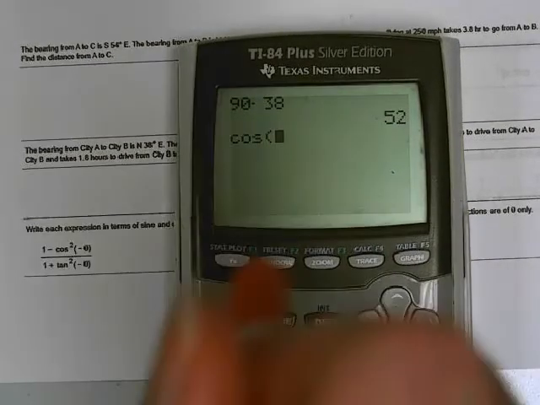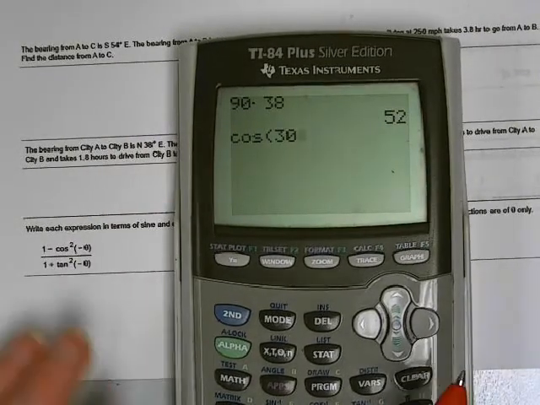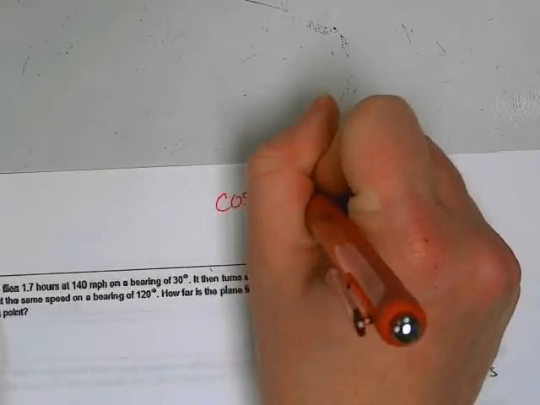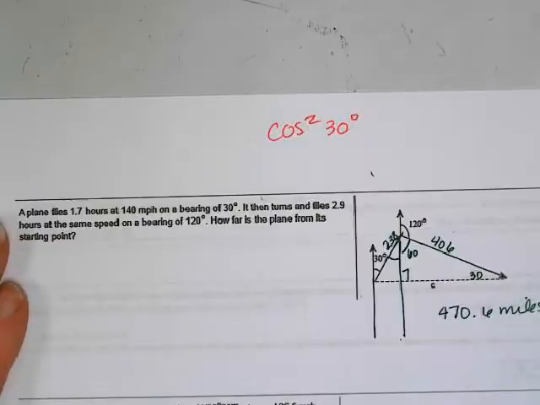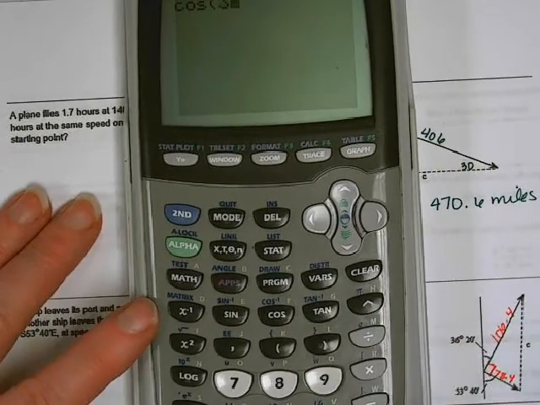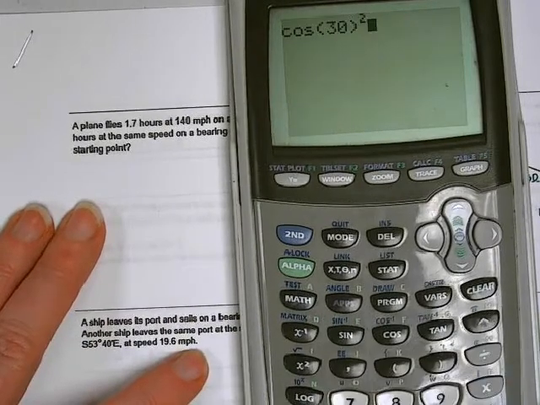So if you needed to square something on your calculator, let's say it was written as cosine squared 30 degrees. Your calculator knows that when you close the parentheses, you mean the entire cosine, so you would do cosine 30 squared, like that.